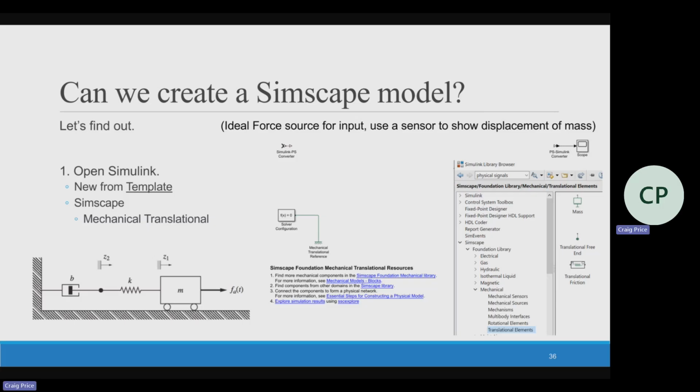The harder part is, so some of you've got the three components. The harder part, and we don't need a node, by the way, you can just connect them. But we need an ideal force source. To be able to get this thing to move, I need an input. And so that would be under sources. And then we want a displacement sensor. That would be under the sensors. So most of what you need is in the library.